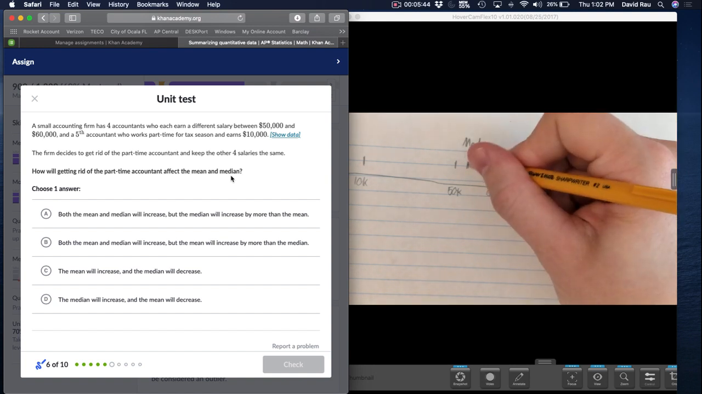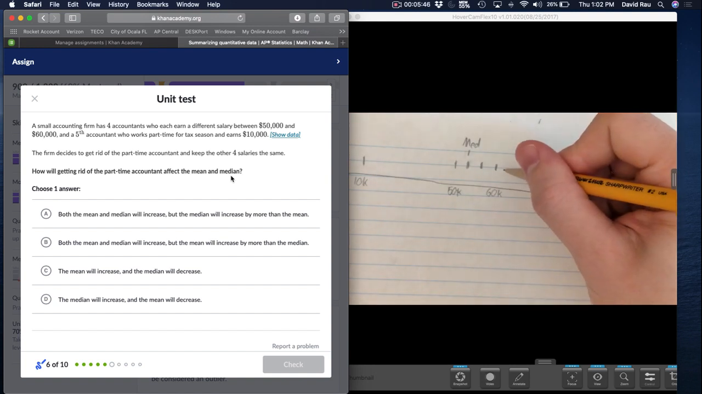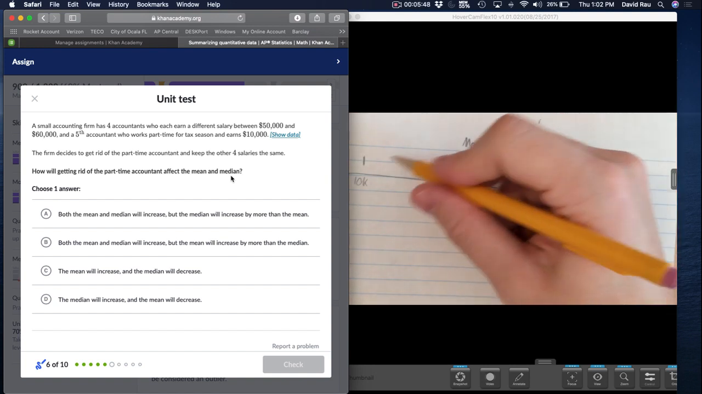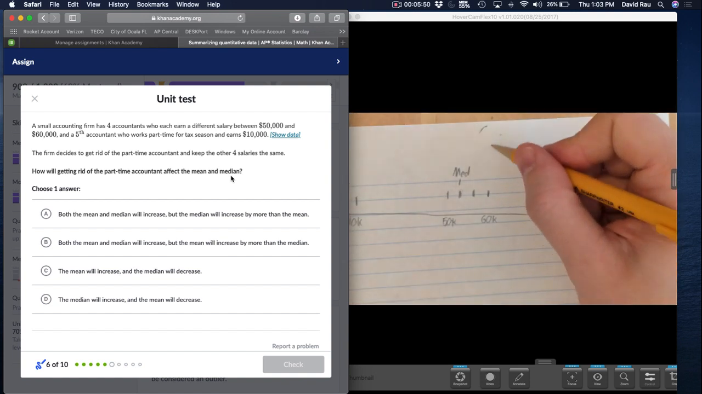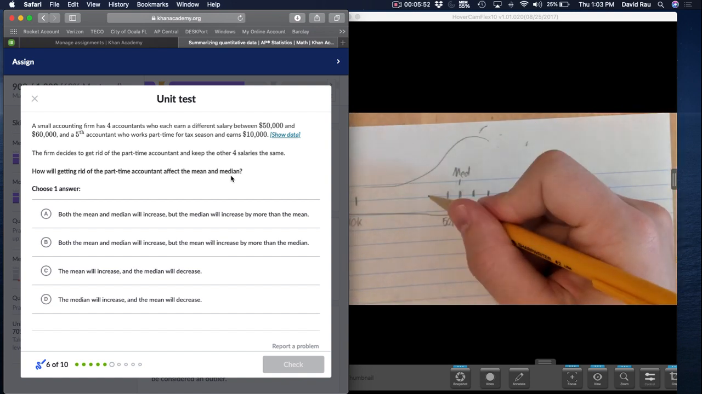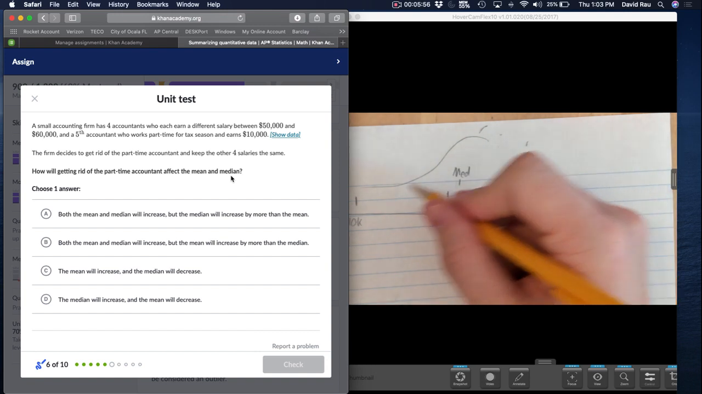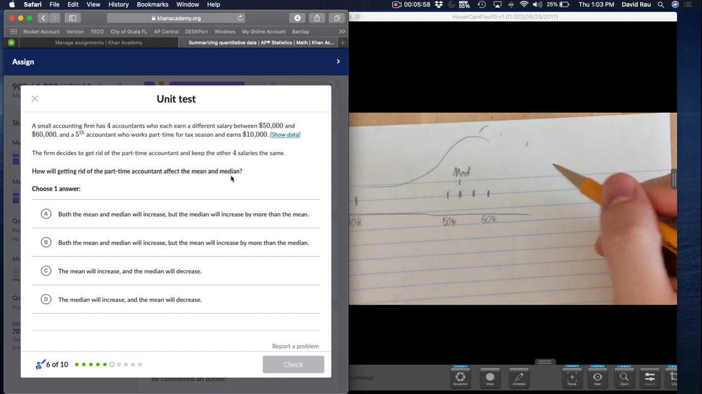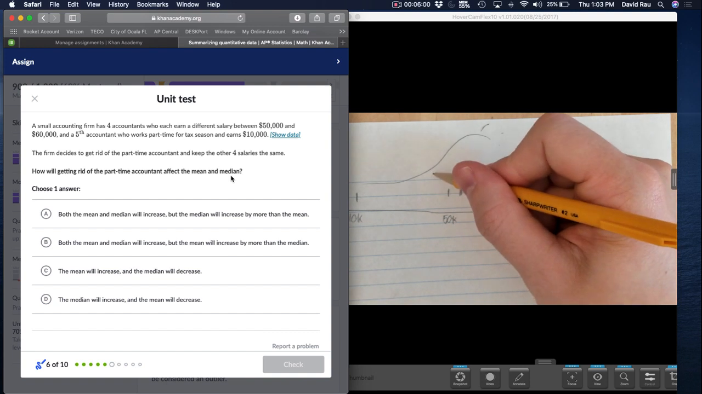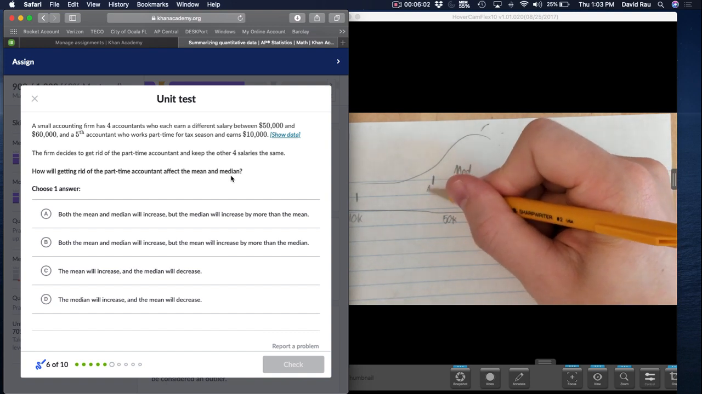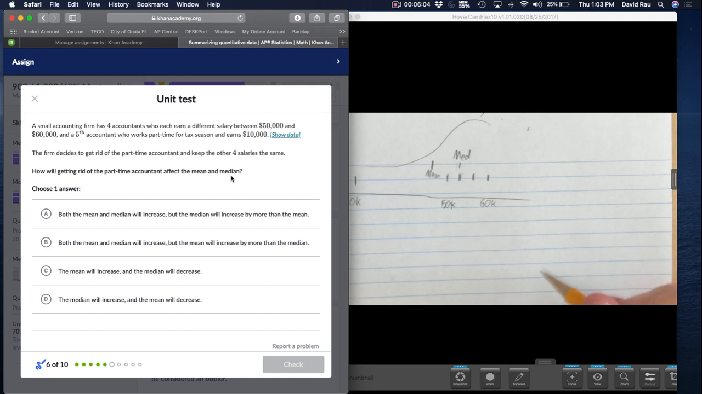So the median is the middle value of the 5 currently, and that means the mean, if you think about this, this is like a skew left distribution. Most of the data points are over here. There's one small little tail over here, and so that means the mean is going to be somewhere around here before the data point's removed.